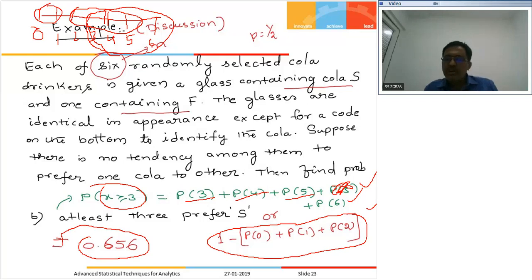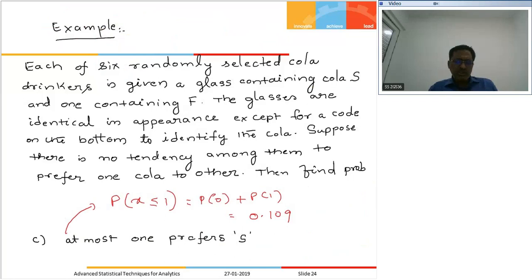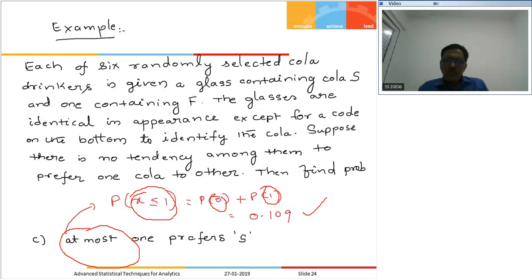At any point of time, they can take only one glass at a time. One glass they will pick, either yes or no. After the second one, the third one is very simple. At most one means less than or equal to 1. That means P of 0 plus P of 1. Using the formula where n equal to 6, x is 0, we do the calculation, then x equal to 1, we do the calculation, and we get this. So this is how the binomial distribution is composed.